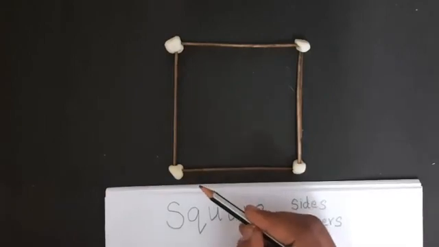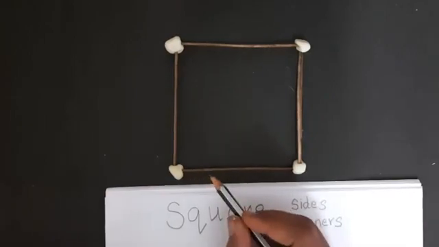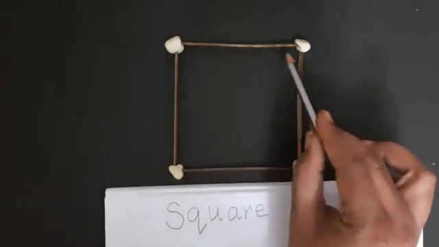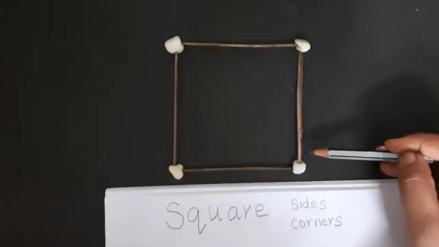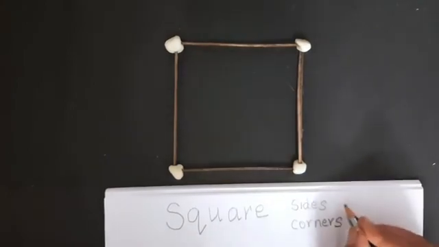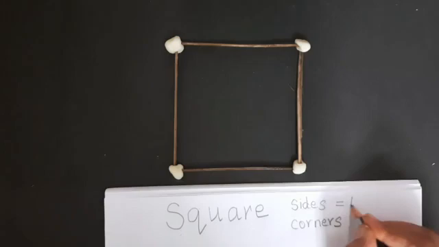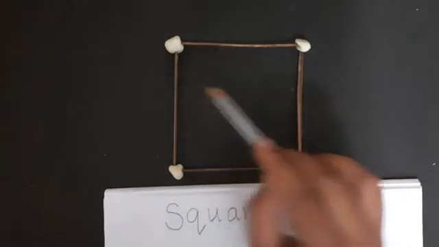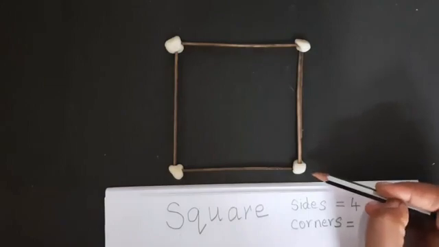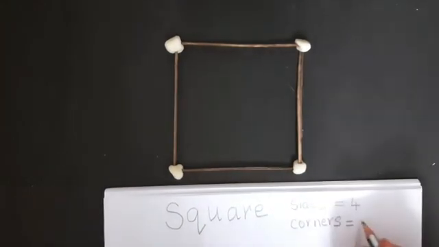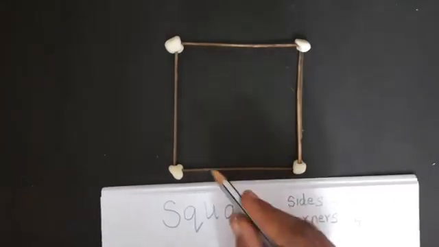So now we are going to count how many sides we have in a square. 1, 2, 3, 4. How many sides, children? 4 sides. So we have 4 sides in a square. Now we are going to count how many corners we have in a square. 1, 2, 3, 4. How many corners, children? We have 4 corners.